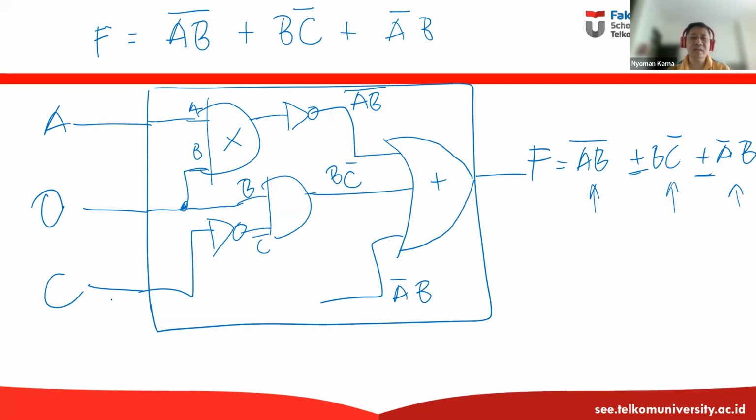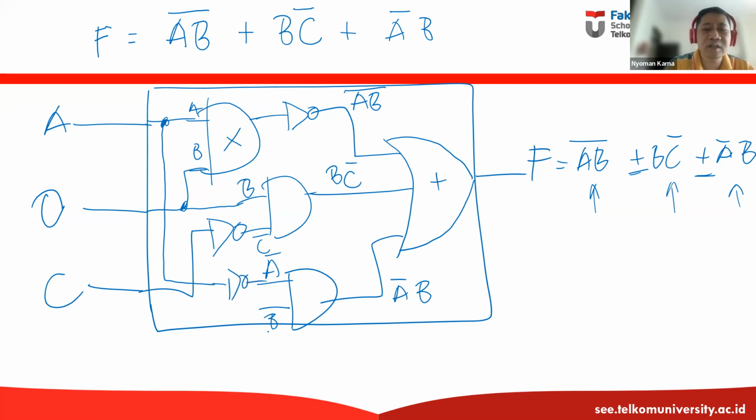Now the last function is A naught B. It's a multiplication of A naught and then B. So we're going to get from here, this is A, and then we will go through an inverter to get an A naught, and then B.